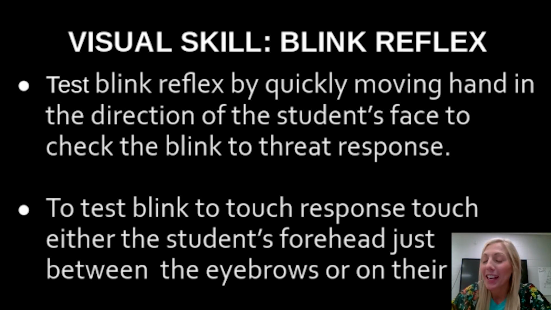For blink reflex, again, these are all part of the functional vision with our students. You test blink reflex by quickly moving your hand in the direction of the student's face to check the blink to threat response. Again, this isn't any concrete test that we're using. It's just a quick, do they have a blink response? To test blink to touch response, touch either the student's forehead, just between the eyebrows, or on the nose. Okay, so if you're going to touch, you're going to blink.